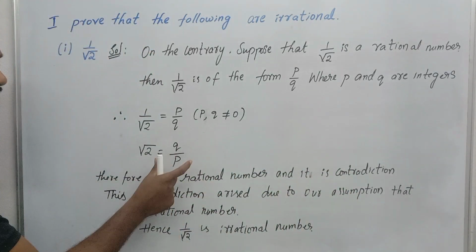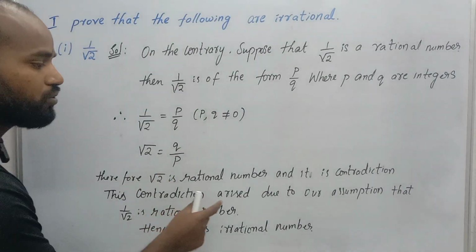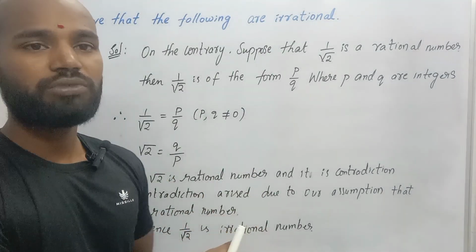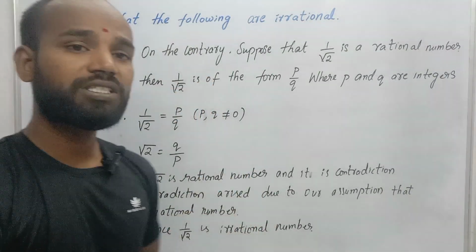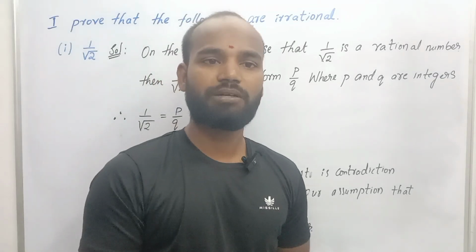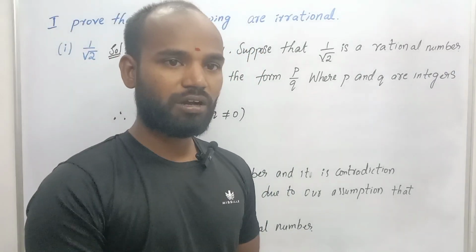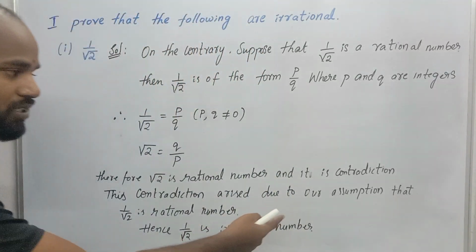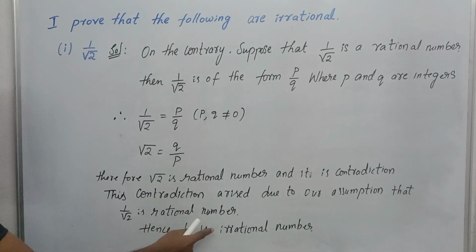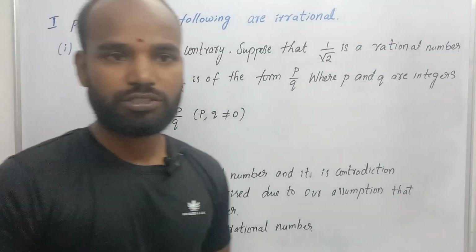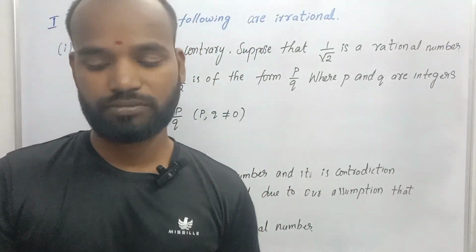Why does this contradiction arise? Due to our assumption. What did we assume? We assumed that 1 by root 2 is a rational number, right? So that is a wrong assumption. Due to our wrong assumption, 1 by root 2 came out rational. So hence 1 by root 2 is an irrational number. So that's all about the first question.